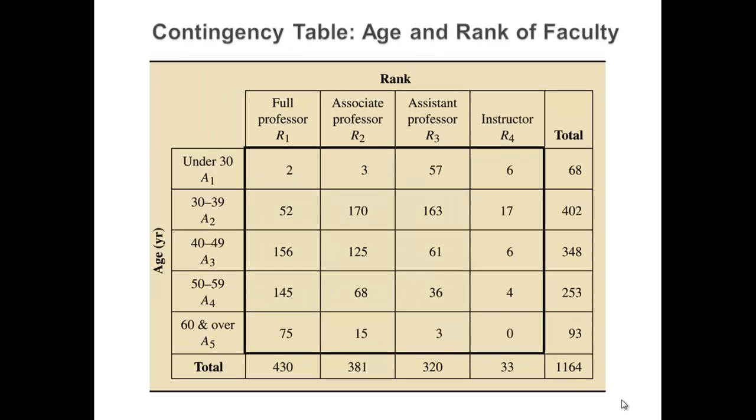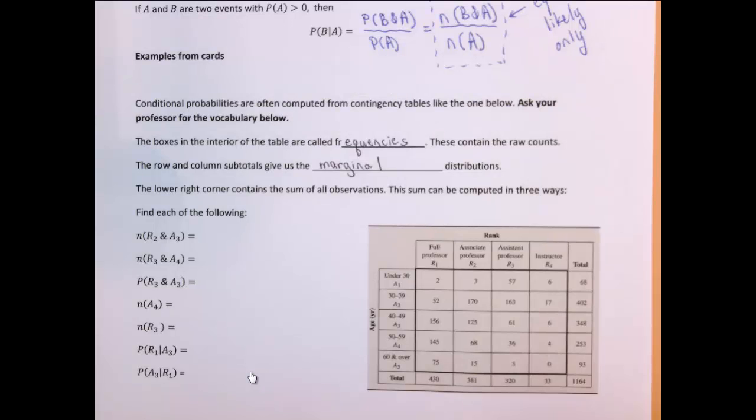When we work with a table such as this, the entries in the interior of the table, in this region here, are known as the frequencies. Around the outside, we have row totals, column totals, and a grand total. These are known as the marginal distributions. Let's use this table to compute some probabilities. First of all, let's make sure that we know how to read the entries that are in the table.